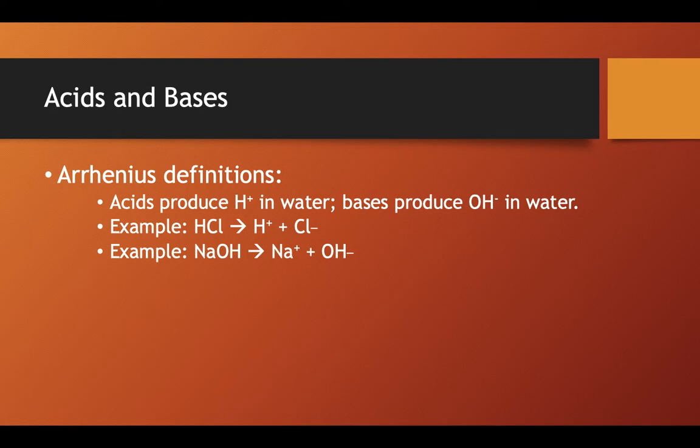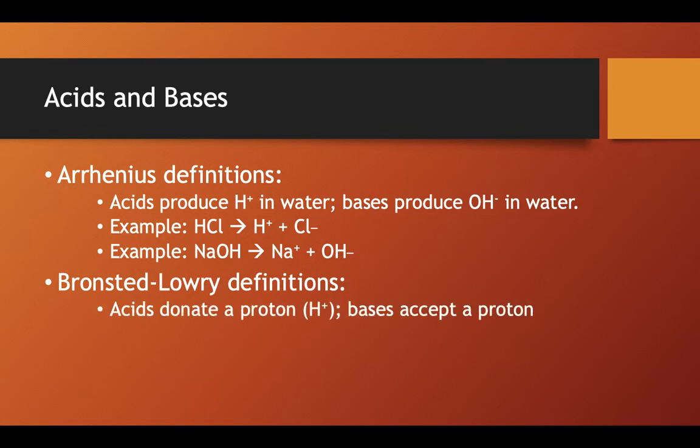And that's what gives it the acidity. For sodium hydroxide, when it dissociates, it forms the positive sodium ion and the negative hydroxide ion, and the presence of that negative hydroxide ion gives it basic properties. But not all bases have hydroxide, so there are some problems with the Arrhenius definitions. Bronsted and Lowry decided to study this, and they came up with a separate set of definitions. In the Bronsted-Lowry definition, anything that donates or loses a proton during a chemical reaction is an acid, and anything that accepts or gains a proton is a base.